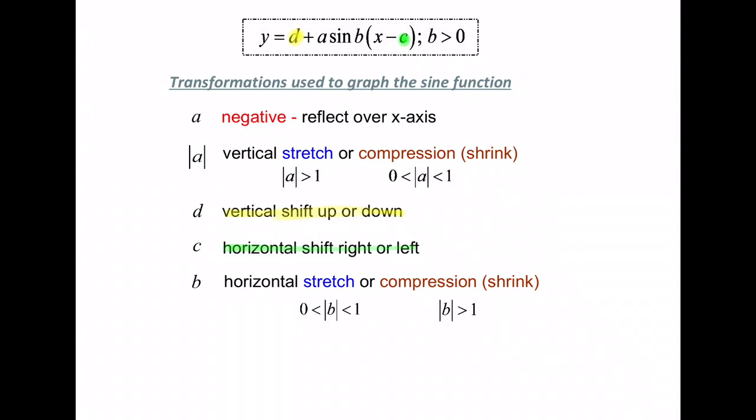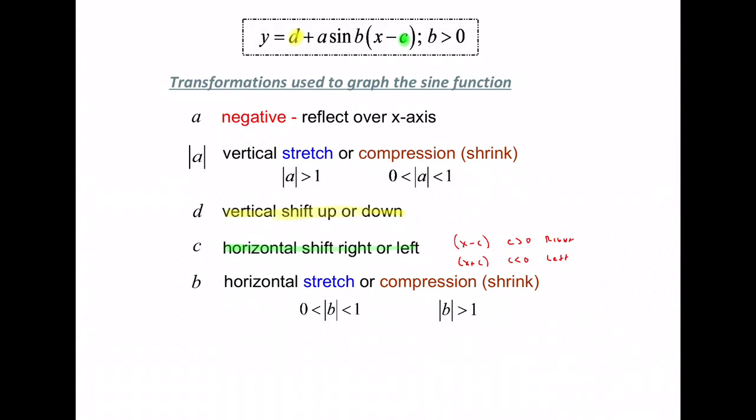And once again, if C is positive, it goes to the right. If C is negative, it goes to the left. Obviously, be aware that if it is written as x minus C, that means C is positive. So that will go to the right. If it's written as x plus C, then C is negative and it goes to the left. So just a reminder about how that's written and looks.